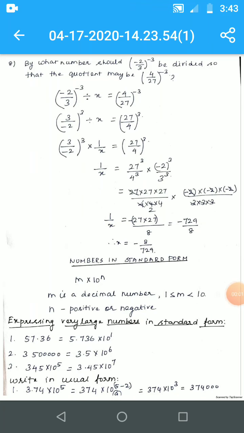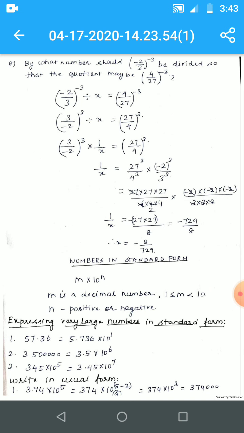This is class 8 mathematics session. We start with chapter 2, exponents part 2. By what number should (-2/3)^-3 be divided so that the quotient may be (4/27)^-3? So what number should be divided?